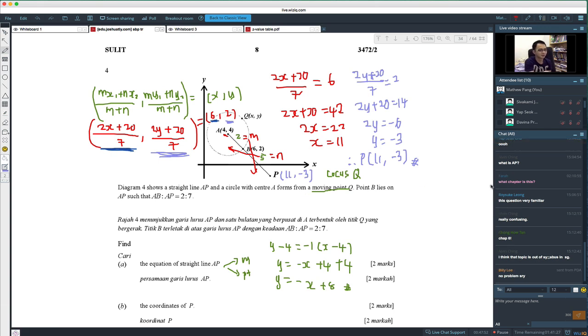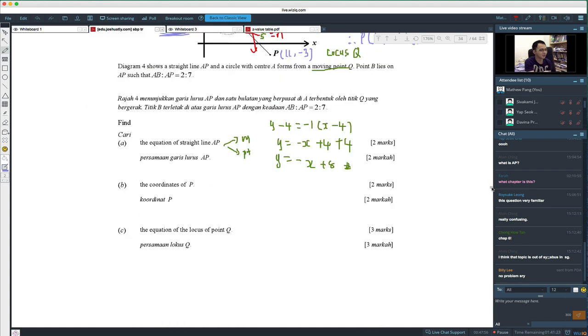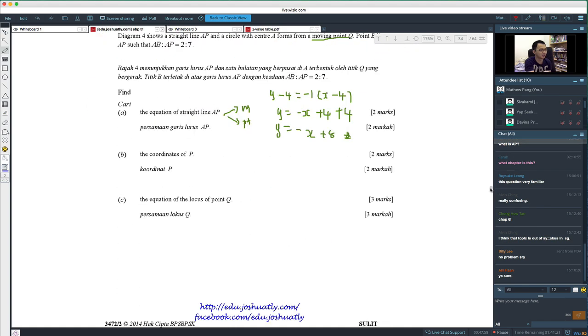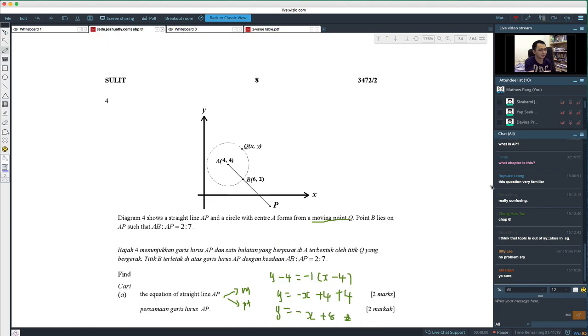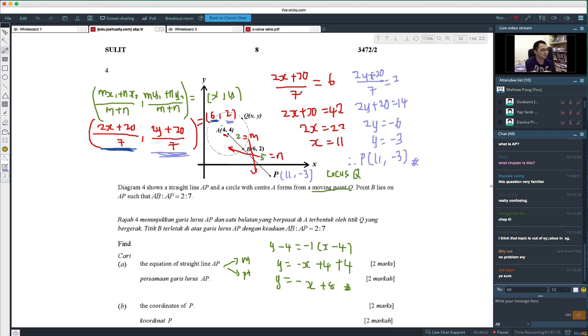So the question asks you to find the equation of locus Q. Okay, in order to find locus Q, that means I will need to know the locus Q, which is this one. Okay, just let me move it. Okay, it is something like this. I have the locus Q here.